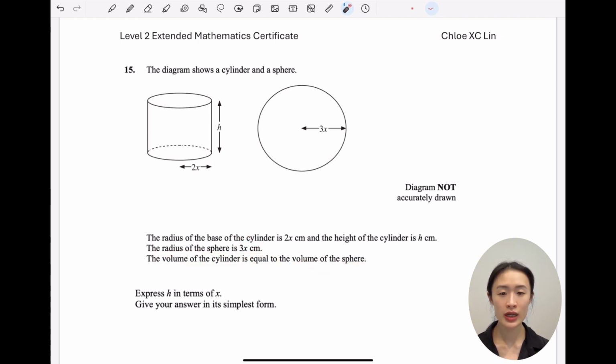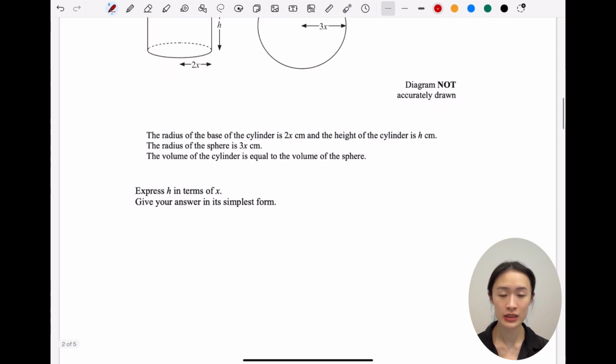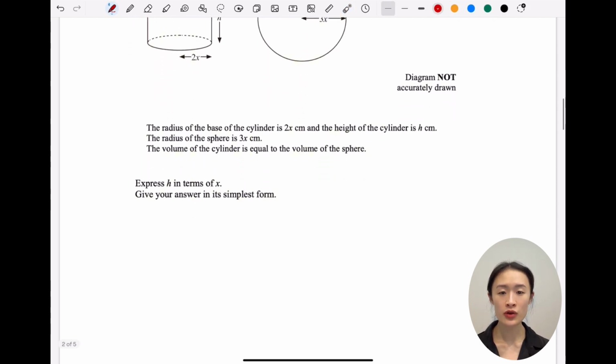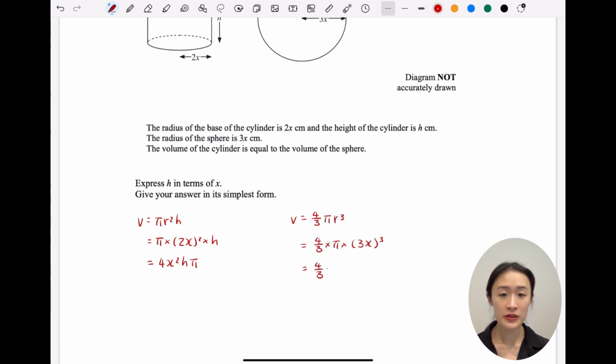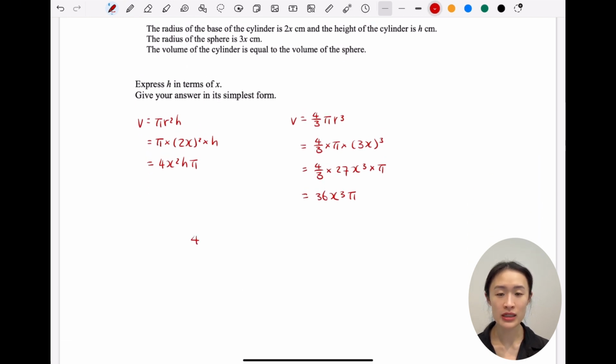So what we need to do is to work out their volumes separately and then set them equal to each other. So the volume of a cylinder is pi r squared h. Simplifying, we have 4x squared h pi. The volume of a sphere is 4 over 3 pi r cubed. So r is 3x in this case. Simplifying, we have 36x cubed pi. And then since they are equal, I'm going to set them equal to each other and solve for h. So make h the subject. We can work out that h is 9x and that is our final answer.